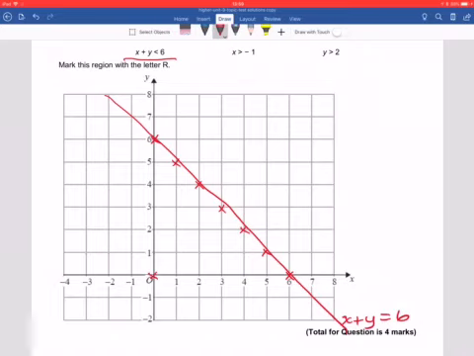What about if I pick 0, 0? When x is 0 and y is 0 and I add them together, what do I get? 0. Is that less than 6? Yeah, so I need this side of the line. So I'm going to just put a little arrow. I want this side of my line.